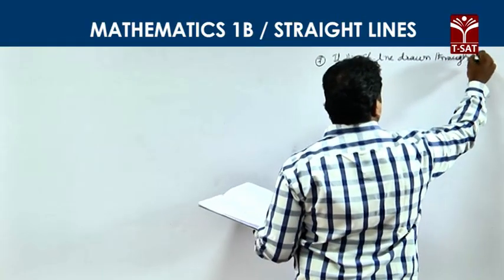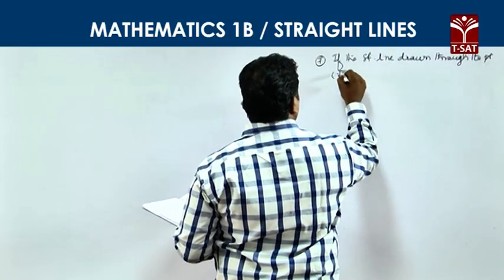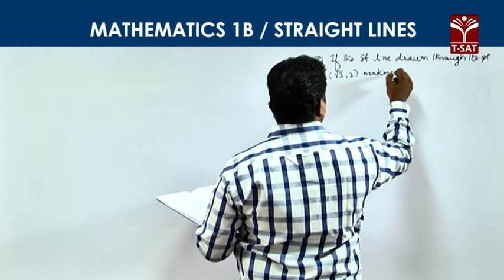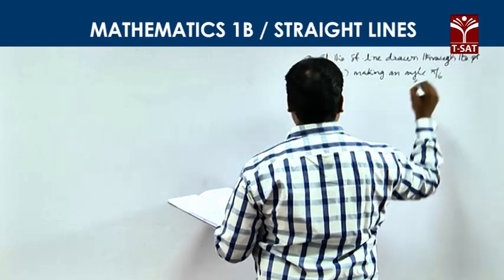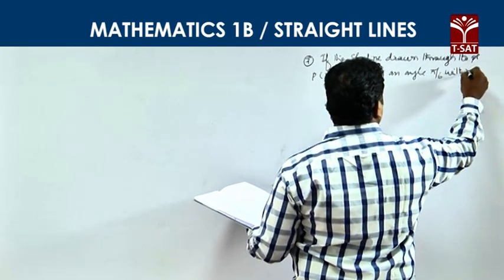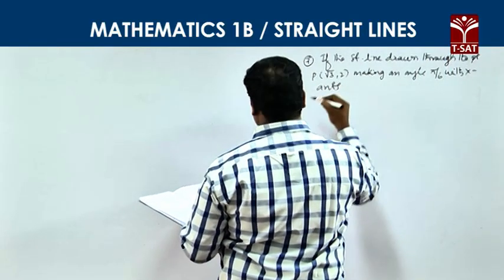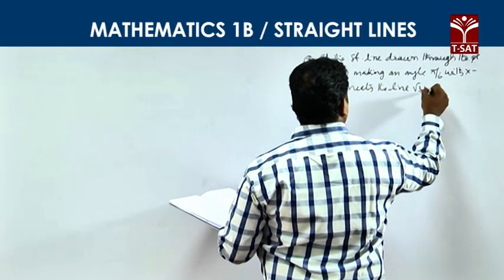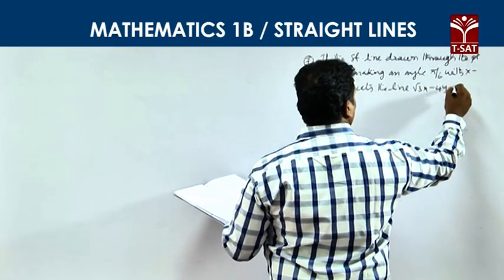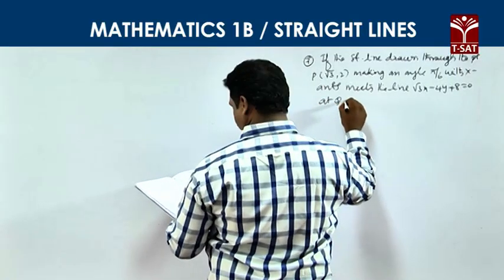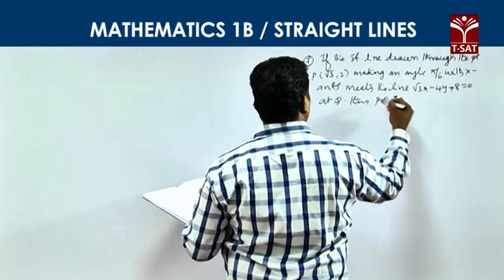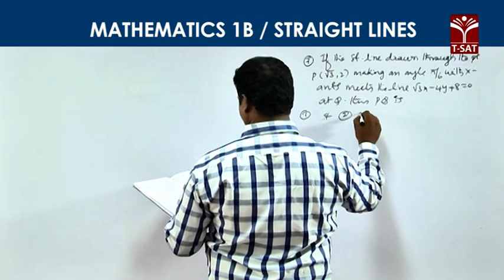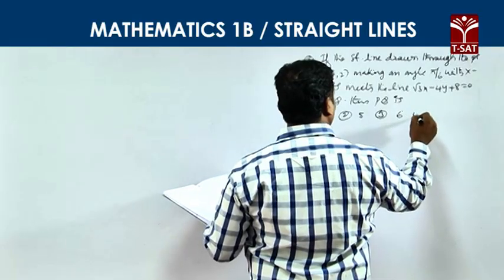Next problem, 7th one. If the straight line drawn through the point P of root 3 comma 2, making an angle pi by 6 with the x-axis, meets the line root 3x minus 4y plus 8 equal to 0 at Q, then the length of PQ is: first option 4, second option 5, third option 6, fourth option 9.